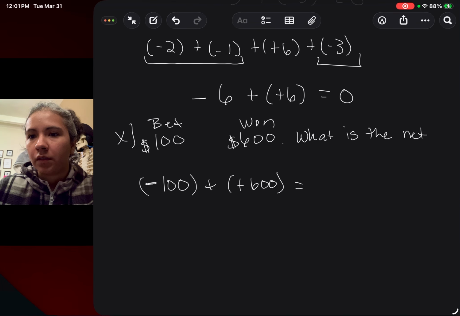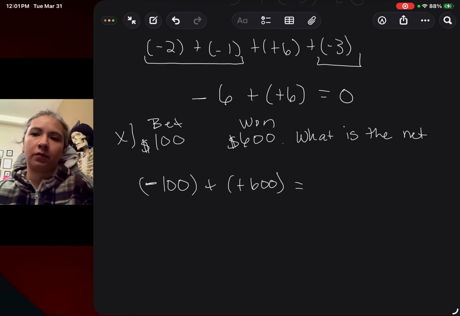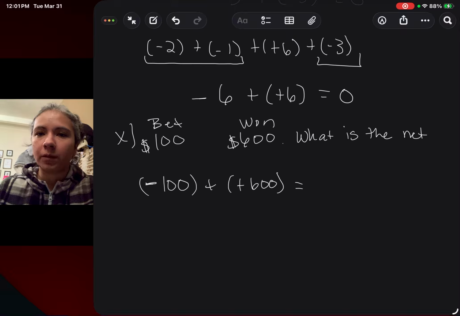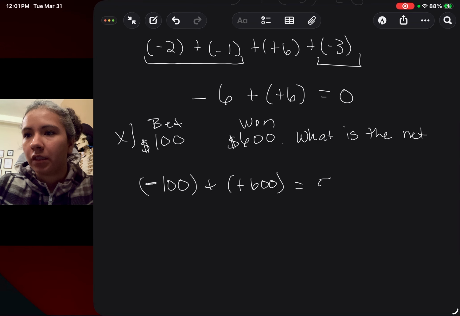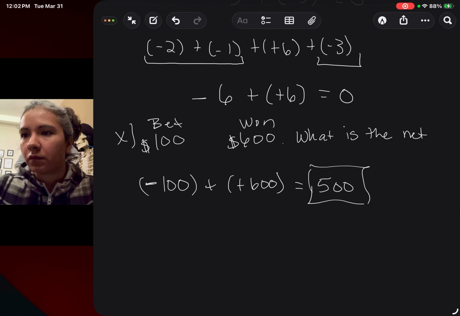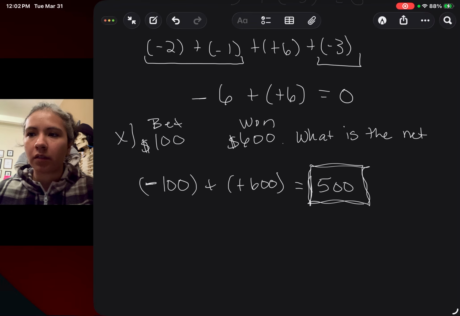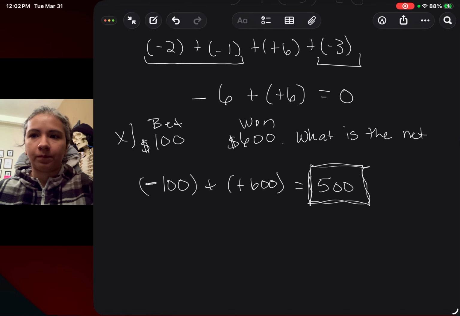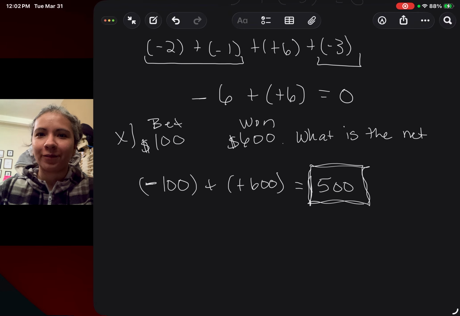So the bigger number, absolute value, is going to be 600, so our answer is going to be positive. And then we're going to take the difference of the two numbers since they're opposite signs. So 600 minus 100 is 500. That's how much money you got overall based off of the bet and the win. So you can always look at money with negatives and positives, gains and losses. And that's it for this lesson.